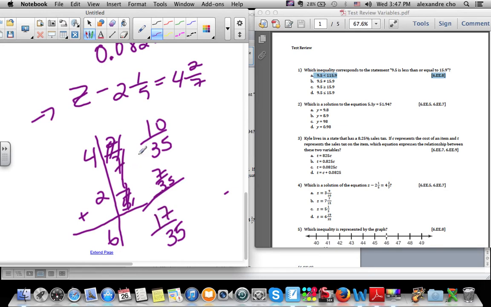7 times 5 is 35, 7 times 5 is 35, so that's a 10. And this would be 5 times 7. The answer should have been D, which is the closest one. It's probably a mistake there, okay? Although it says 6 and 19 over 35. So I'm assuming it's a typo. The correct answer should be D.